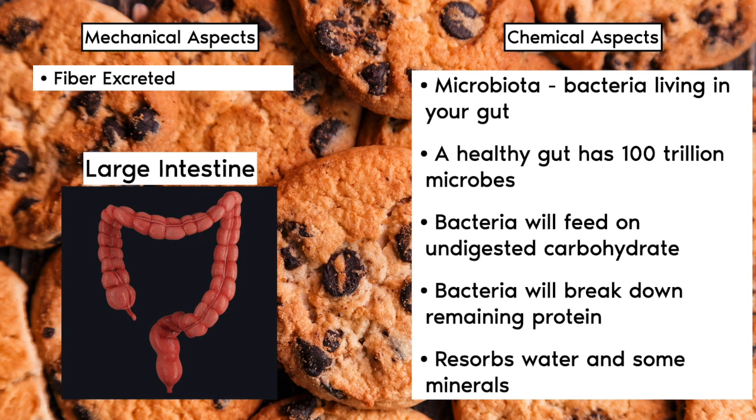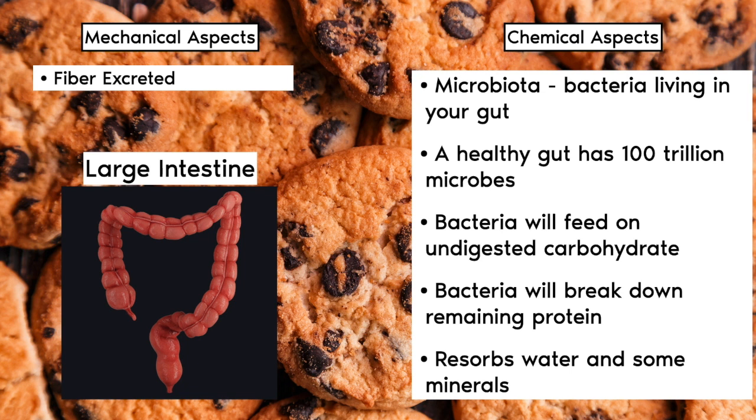And that means that we have all these bacteria living in our guts. A healthy gut has 100 trillion microbes, which is crazy, so many microbes. And these are good microbes, we want them. More and more we're seeing connections between the gut microbiome and other diseases. So you want to have a healthy gut microbiome, and your gut microbiome really likes fiber. Bacteria will feed on undigested carbohydrate. And you might think, oh no, why haven't I digested my carbohydrate?